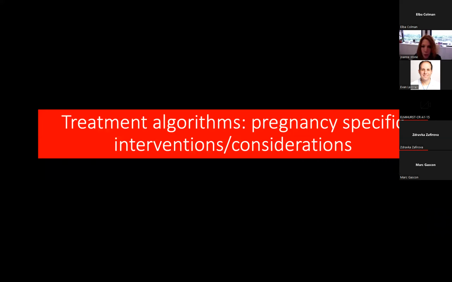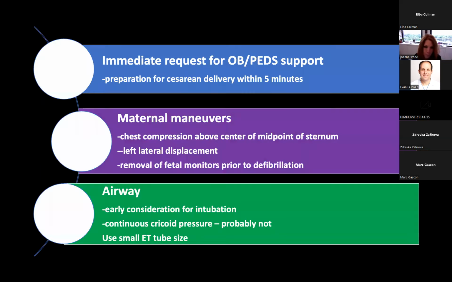So let's move on to treatment algorithms and pregnancy-specific interventions or considerations to think about. We'll talk about pregnancy-related modifications to cardiac resuscitation. Number one is prep for the OB and PED support, because some of these patients will come through the ED and may require delivery within 5 minutes, and I'll get a little bit more into that 5-minute time period. It's not an easy thing to do, especially in the middle of a chaotic situation.